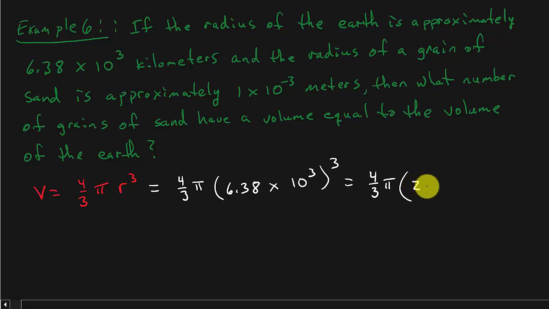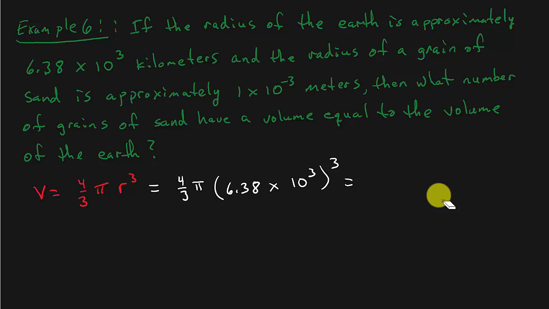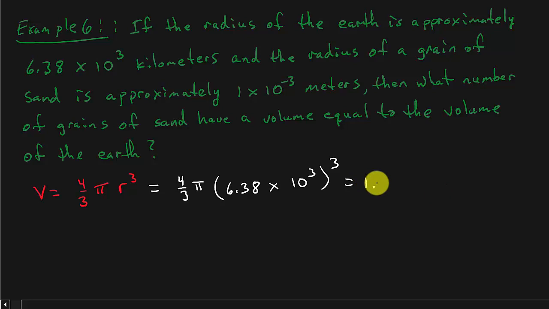I'll tell you what I'm going to do. Let's make it a little easier. 6.38 cubed times 4 times pi divided by 3. Okay. So that is going to be 1087.